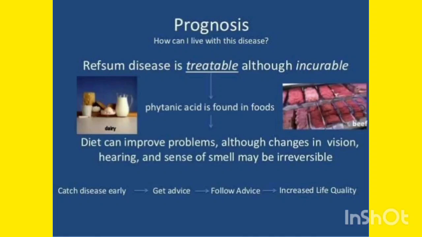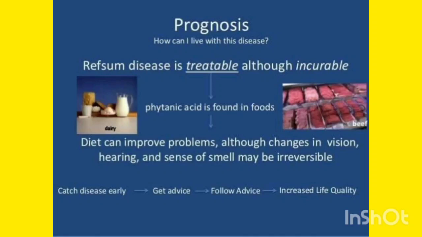Now look at this slide. This is showing the prognosis. Prognosis means how can I live with this disease? Basically, Refsum disease is treatable, but it is not curable. You cannot completely eliminate the disease, because there is a problem at the genetic level. So Refsum disease is treatable, but it is not curable.